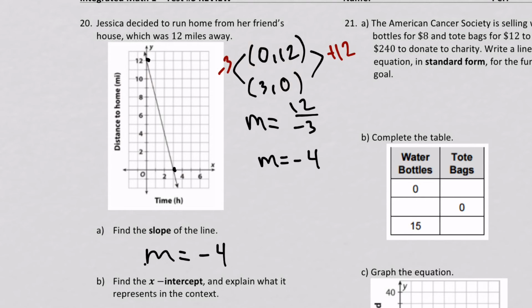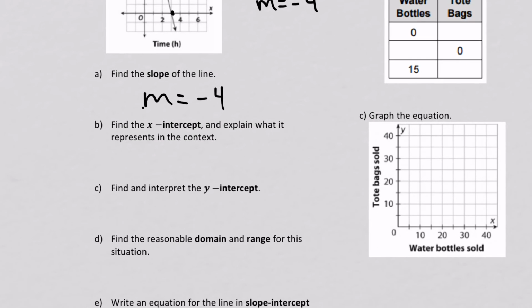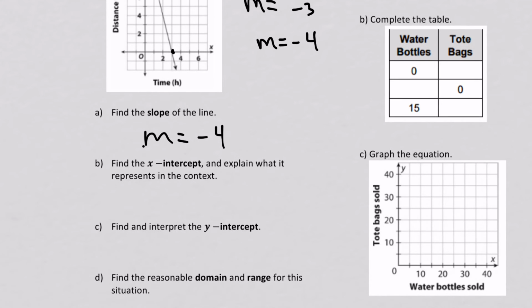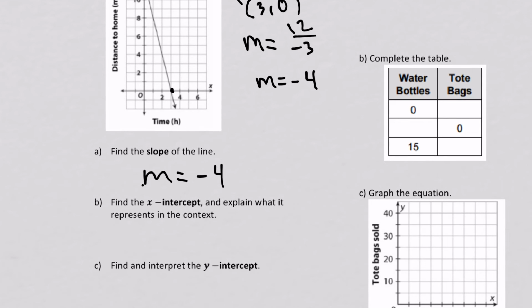Moving down, part B, find the x-intercept and explain what it represents in the context. We already did, right? It was one of the points that we found. However, if we didn't use that point, we could easily see the x-intercept by just looking at where the line crosses the x-axis. So the x-intercept is (3, 0).